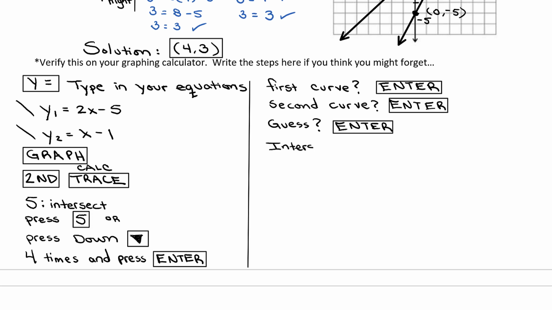It should say intersection x equals 4 and y equals 3. Now, when we write our answer, we do not want to write it this way. We want to write our solution as an ordered pair. So we're going to rewrite this in the form of an ordered pair.